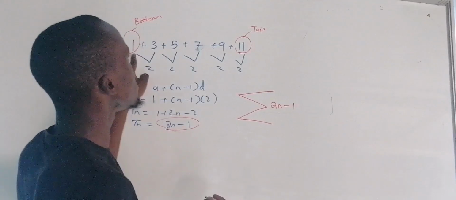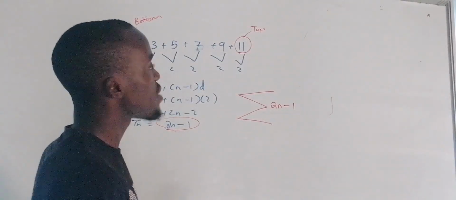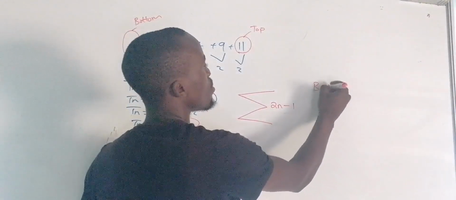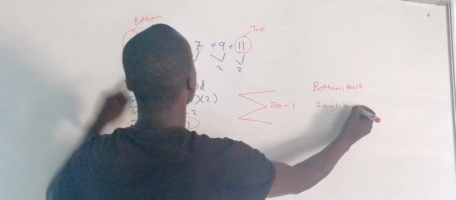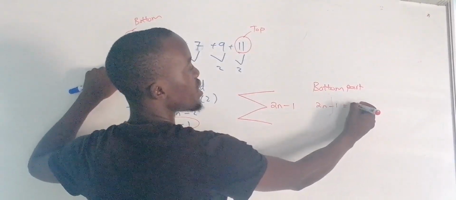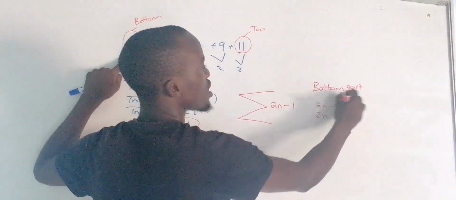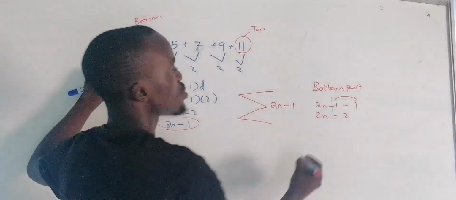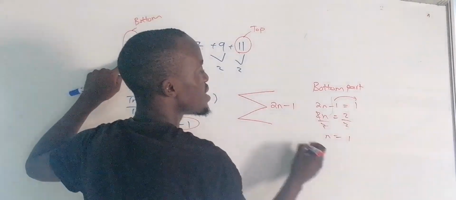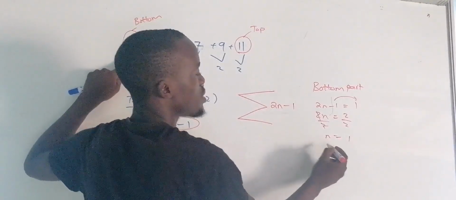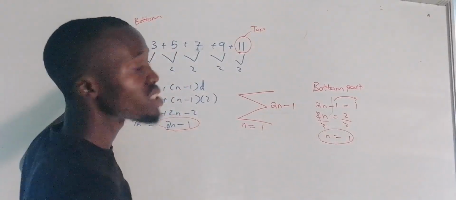Meaning that for me to get the bottom answer, I must equate the first term with the general formula. I say 2n minus 1 equals the first number, which is 1. 2n equals 2, because I take that 1 to the right-hand side to become 2. Then I divide, therefore n becomes 1. Since this answer belongs to the bottom part, I take it as it is and write it here.